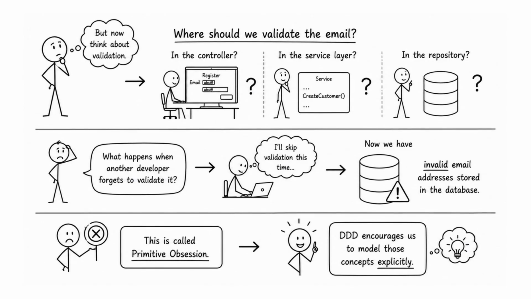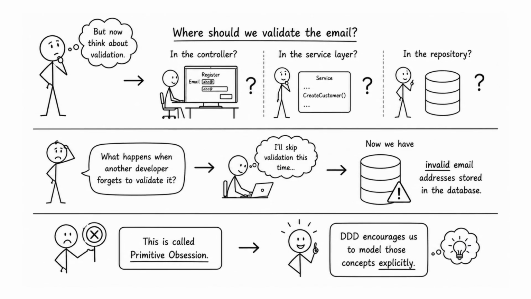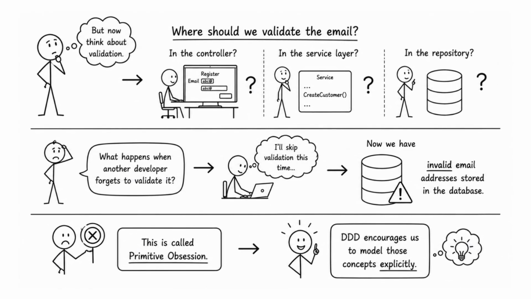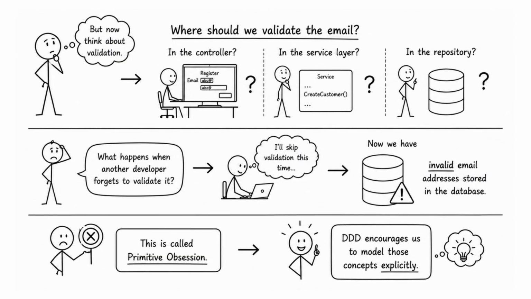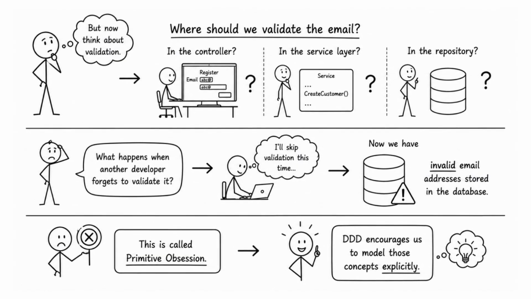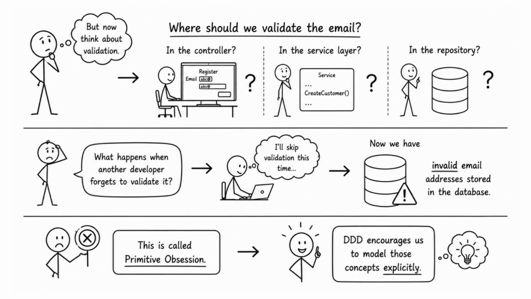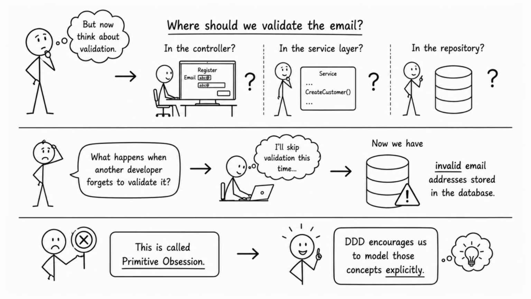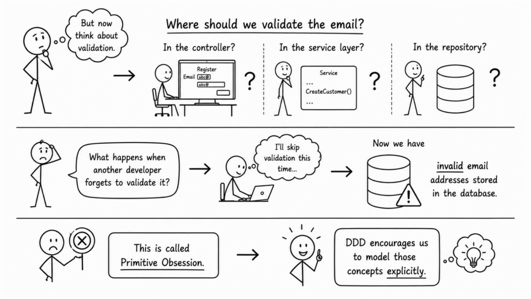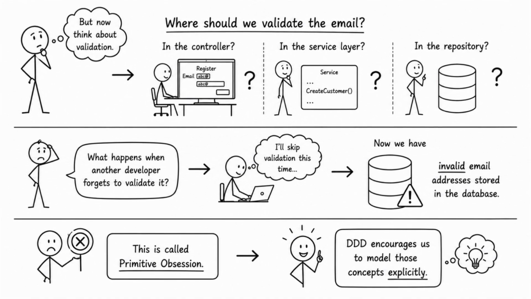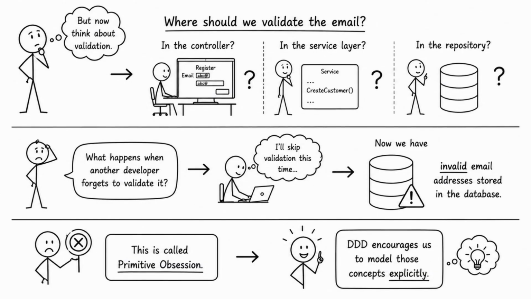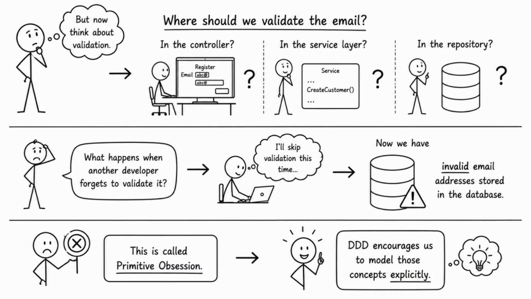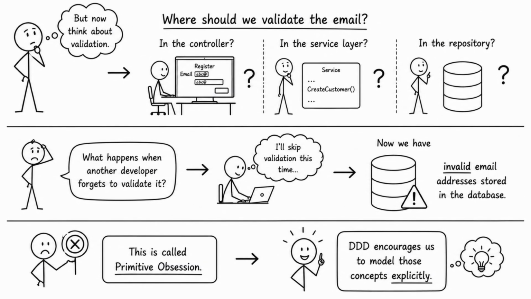Where should we validate the email? In the controller, in the service layer, in the repository? What happens when another developer forgets to validate it? Now we have an invalid email address stored in the database. This is called primitive obsession. We are using primitive types like string and decimal to represent important business concepts. DDD encourages us to model those concepts explicitly.